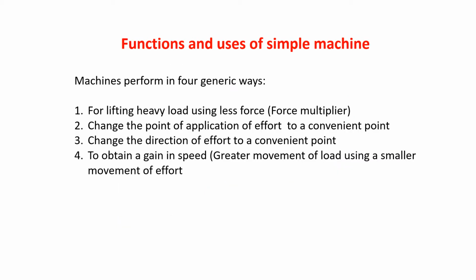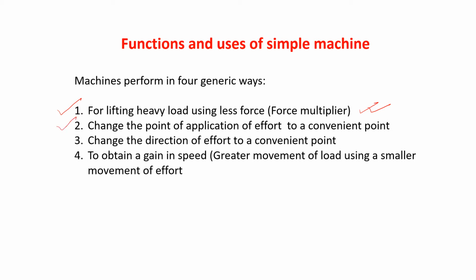Functions and uses of simple machines. A machine performs in 4 generic ways. What are the uses of a simple machine? Why are we using machines? First, for lifting a heavy load using less force. This type of machine is known as a force multiplier. Applying less force, we are getting more work.